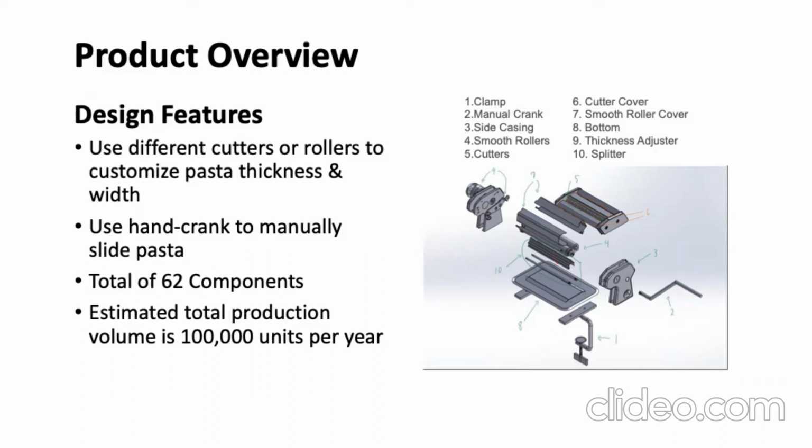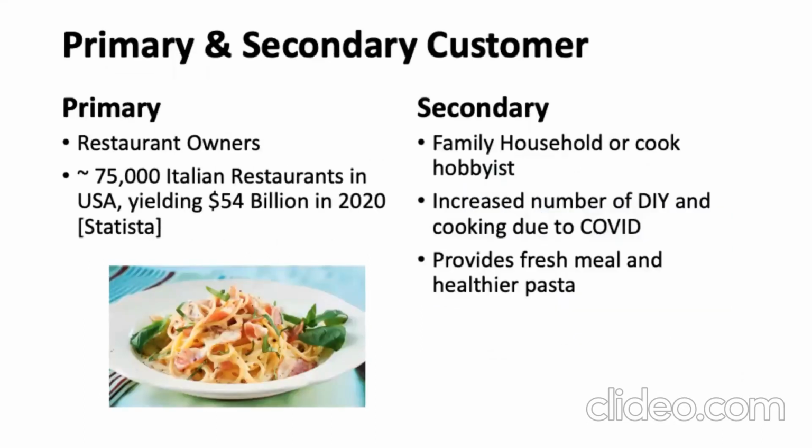And going into our customer group, this amount is important as our primary customer group is restaurant owners. We have over 75,000 Italian restaurants in the United States, which yield around $54 billion. But our secondary customer group is also important as family, households, or cook hobbyists have been increasing in number due to COVID and DIY cooking at home and wanting to provide fresher meals for their families.